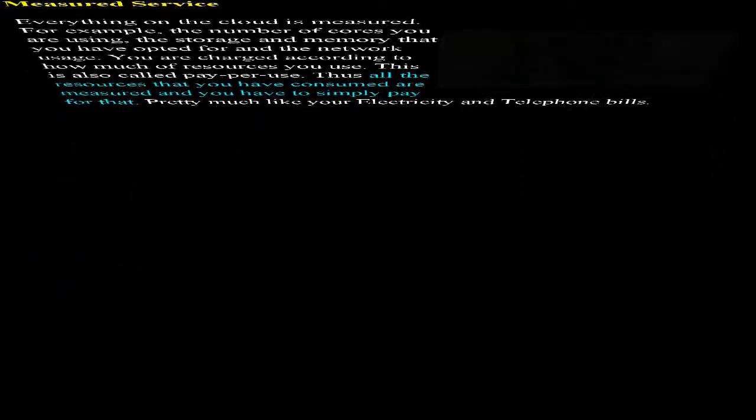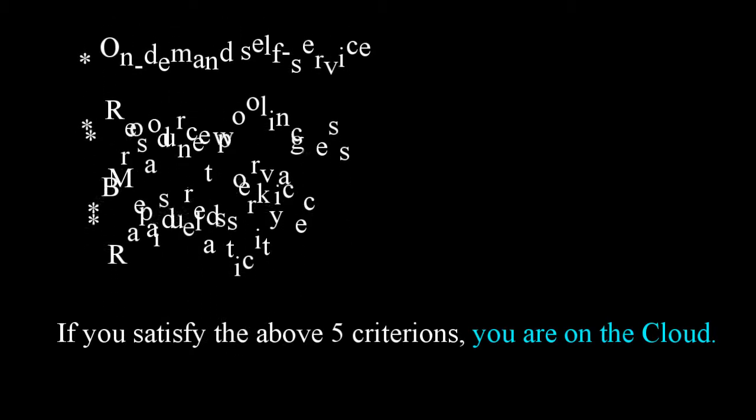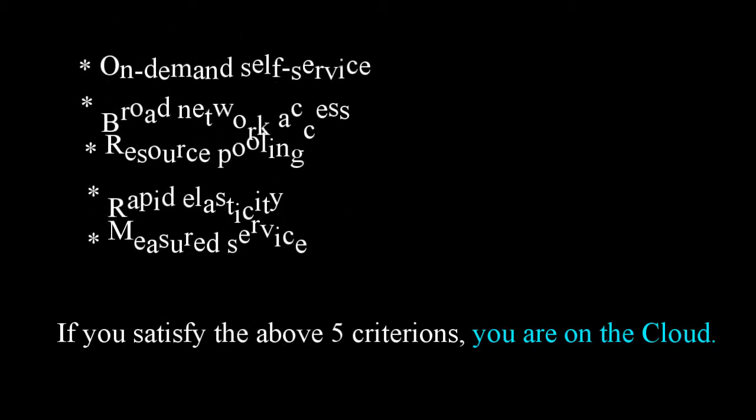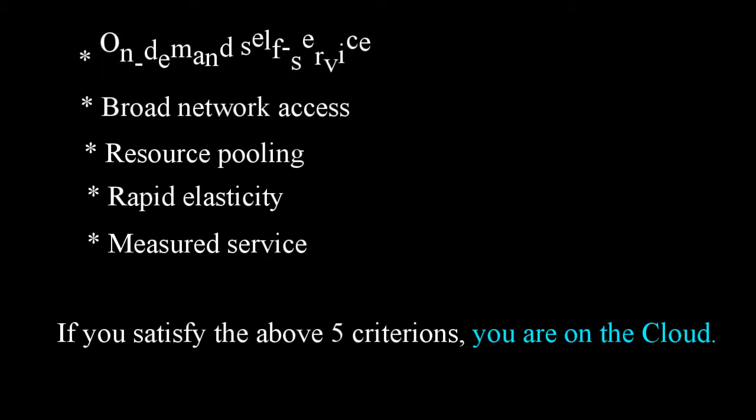So well, those are the 5 criterions of knowing whether you are on the cloud. So let me repeat the criterions. First, on-demand self-service. Second, broad network access. Third, resource pooling. Fourth, rapid elasticity. And the fifth, measured service. If you satisfy the above 5 criterions, you are on the cloud. Congratulations.